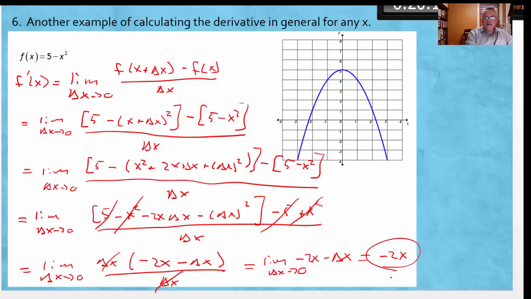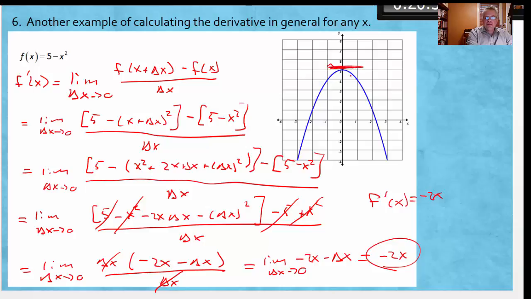Now, at x equals 2, on the last slide, we got negative 4. And you can see that works. When we put in 2, negative 2 times 2 is negative 4. So here's our general formula for the slope of the tangent line. F prime of x equals negative 2x. So if I put in x equals 0, negative 2 times 0 is 0, and that gives me the slope of the tangent line here.